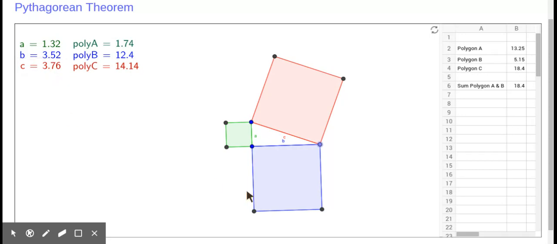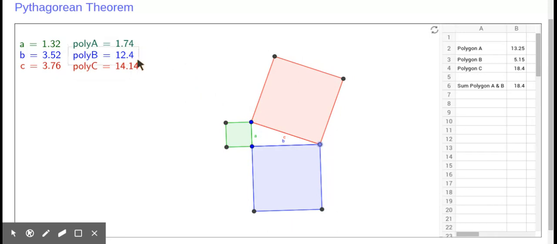Okay, another thing I wanted to show you, I took side A and turned it into a square. So I created 4 right angles, and all 4 side lengths are also a length of A units. Same with B. This blue square has side lengths B units, and this red square has side lengths C units.